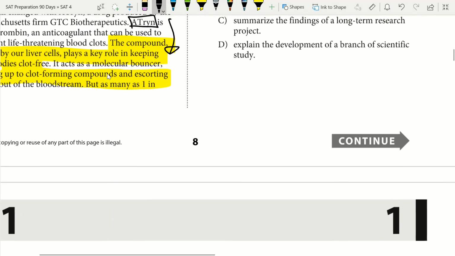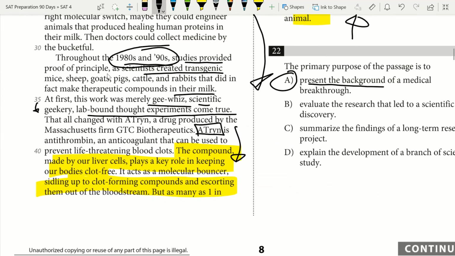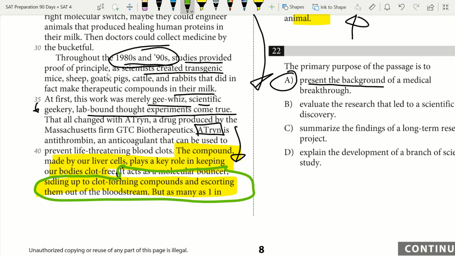Okay, that's going to be in the bottom left of this paragraph here, where we start talking about how it acts as a molecular bouncer. I'll go ahead and circle this in green so you can see it better. It's the bottom left of your screen. It says it acts as a molecular bouncer, sliding up to clot-forming compounds and escorting them out of the bloodstream. So it would end right there.